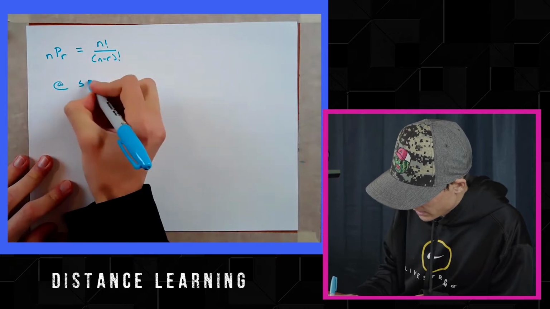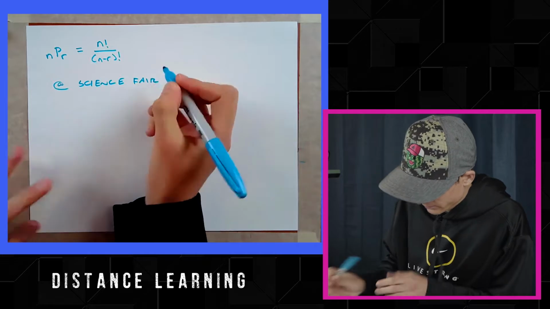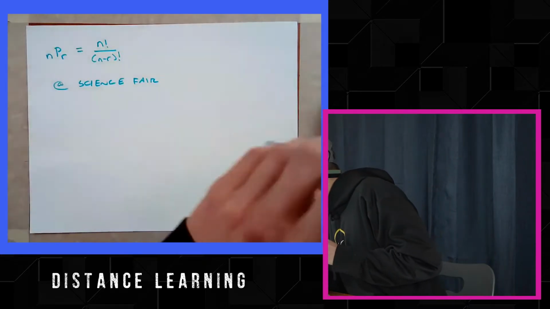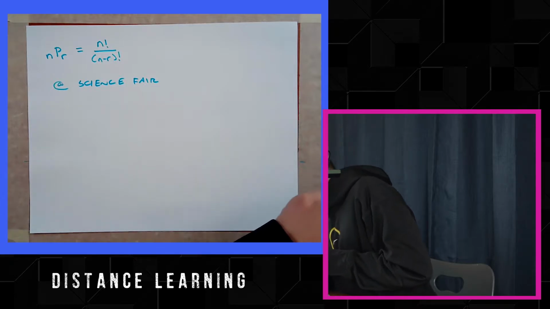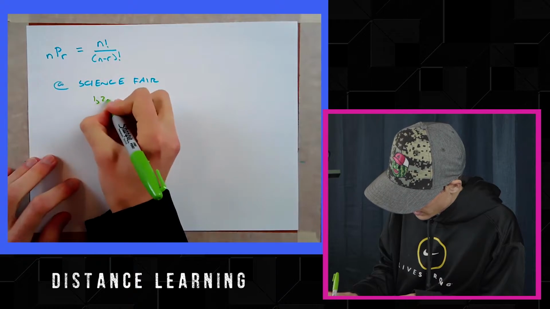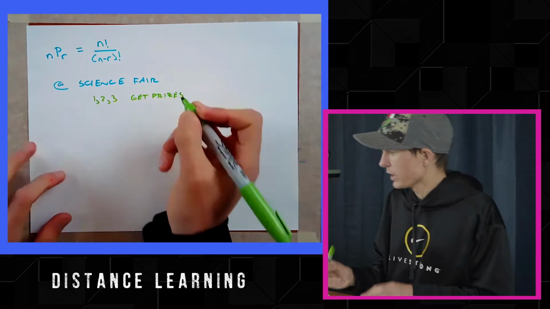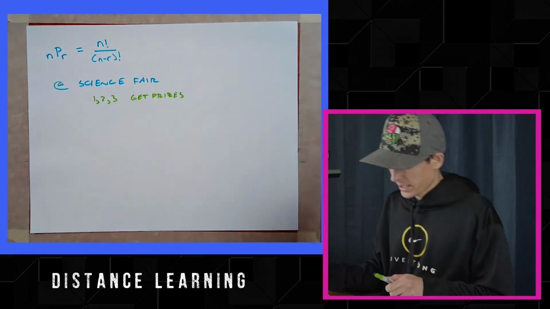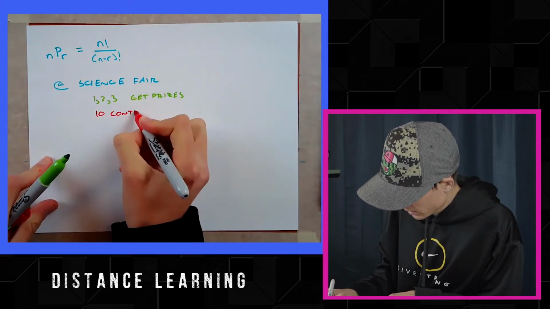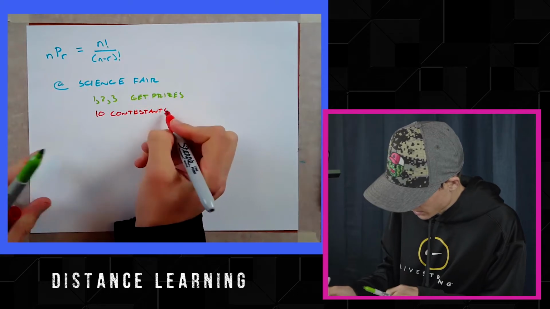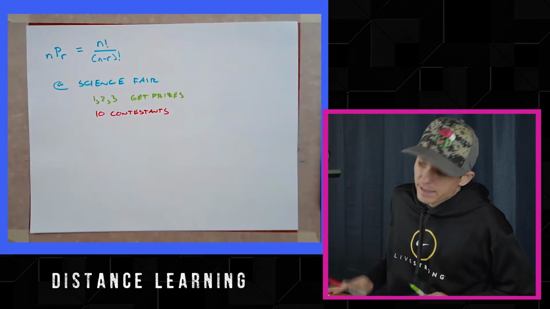You're at a science fair. The at sign is one of my favorite symbols to write. You're at a science fair, and there's prizes, the first, second, and third. So first, second, third get prizes, right? In the science fair, there are 10 contestants. Everyone gets a participation prize. There's a winner, a second place, a third place, a fourth, fifth, sixth, seventh, eighth, ninth, 10th place, okay?